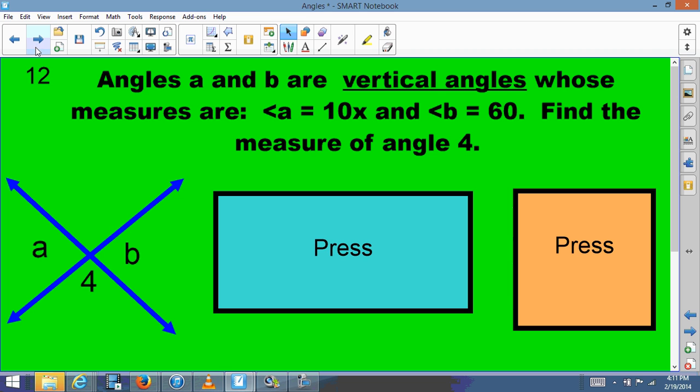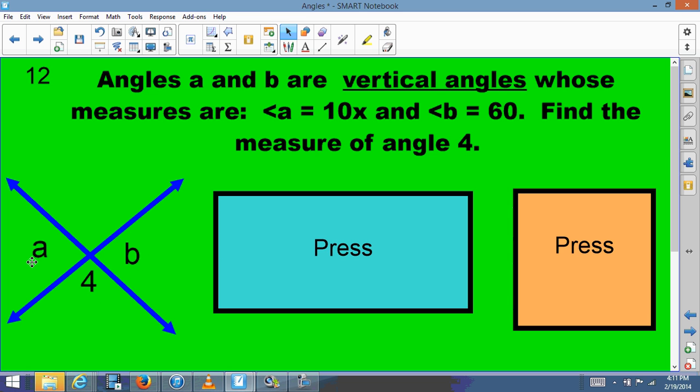Here's another one, a little more challenging. Angles A and B are vertical angles whose measures are A is equal to 10x, B is equal to 60. So find the measure of angle 4. So we better fill in a little bit of information here.